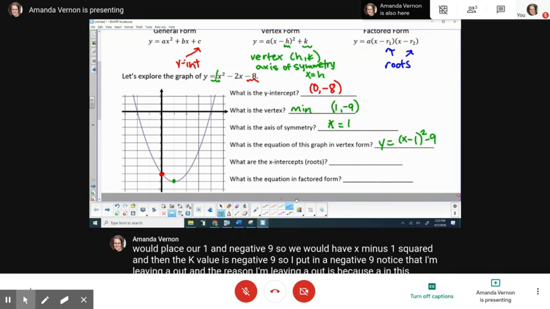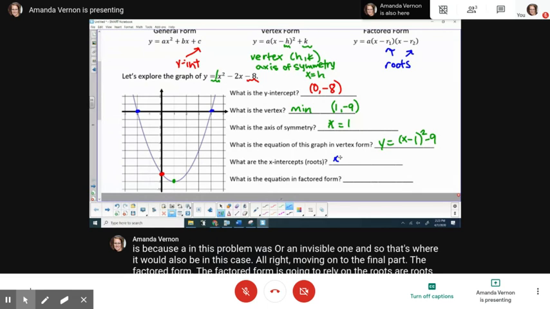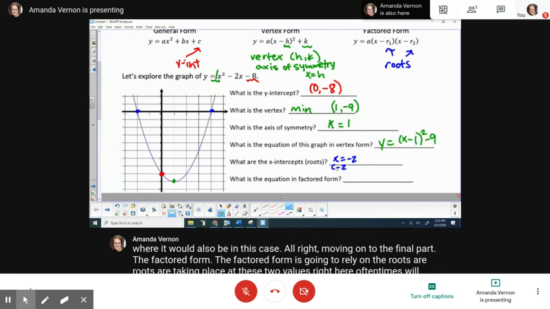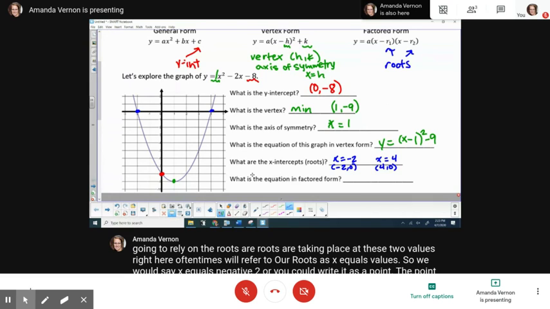All right, moving on to the final part, the factored form. The factored form is going to rely on the roots. Our roots are taking place at these two values right here. Oftentimes, we'll refer to our roots as x equals values. So we would say x equals -2, or you could write it as a point. The point would be -2, 0, and x equals 4, which would be 4, 0. Now, this x equals is another way of saying the r value in our problem up above.